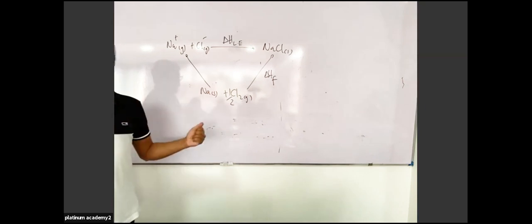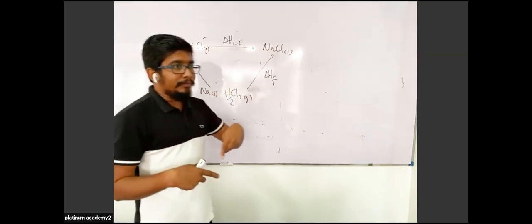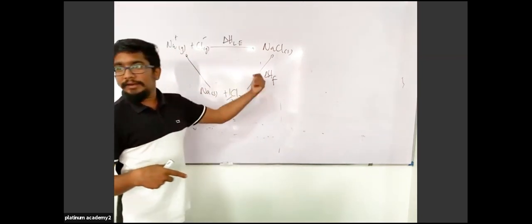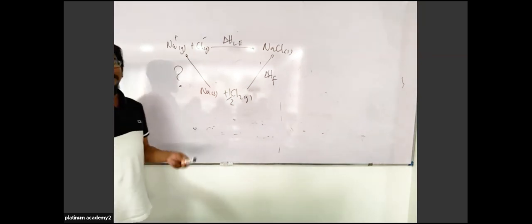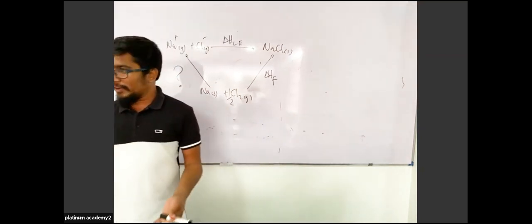You have to break the chlorine molecule and make atoms, right? Then you can put the electron to make it -1. So a lot of process involved. Then they realized we can't solve this using Hess cycle. So Haber and Born got together and made a method. The Born-Haber cycle is what we're going to learn today.